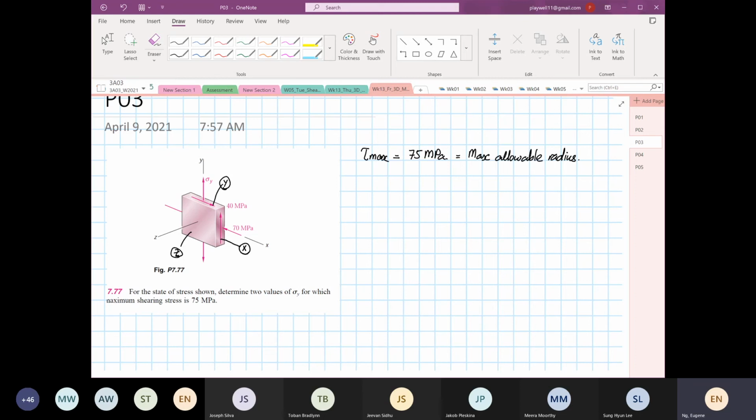And then we are given the stress. So hold on. Once given this, we know that the maximum stress or the minimum stress is equal to plus or minus twice tau max. So this is equal to plus or minus 150 megapascal. This is the diameter of the circle, basically.